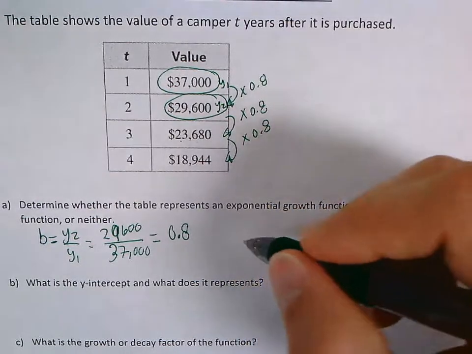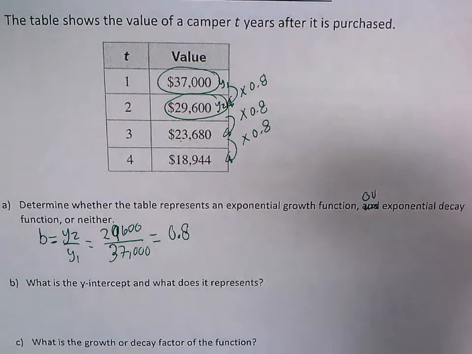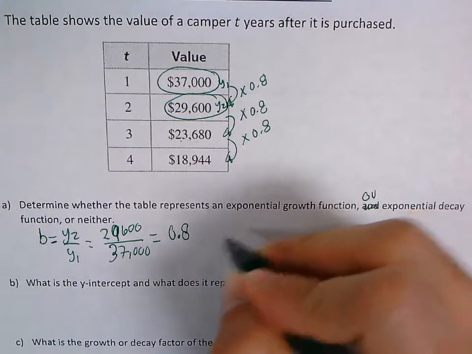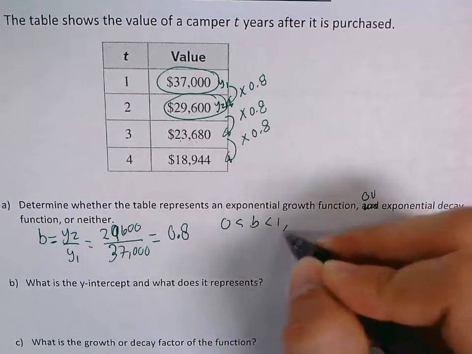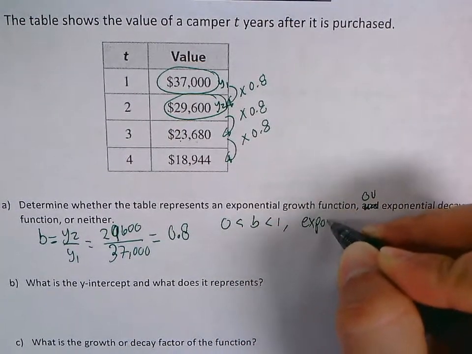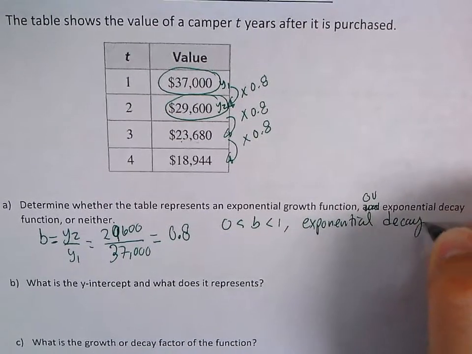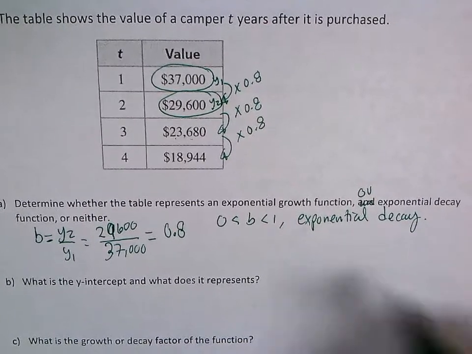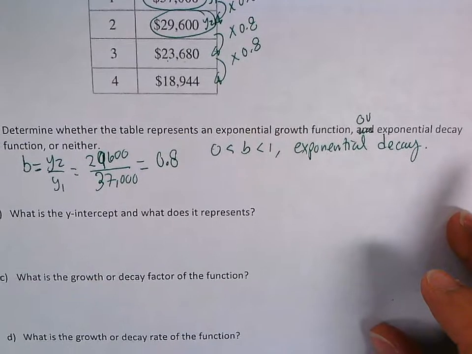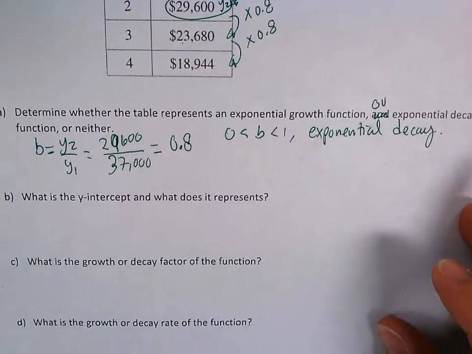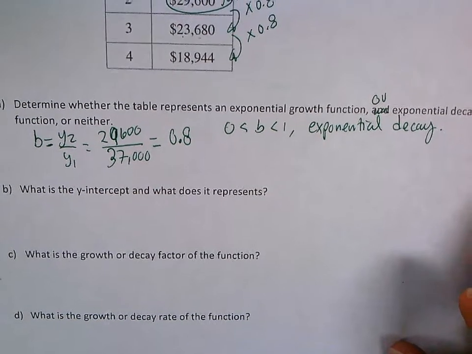Now, we need to identify whether this is exponential growth or decay. By definition, we know that if b, which is this value, is between 0 and 1, then we have exponential decay. So that's it for that question. Question number 2, or letter B, says what is the y-intercept and what does it represent?